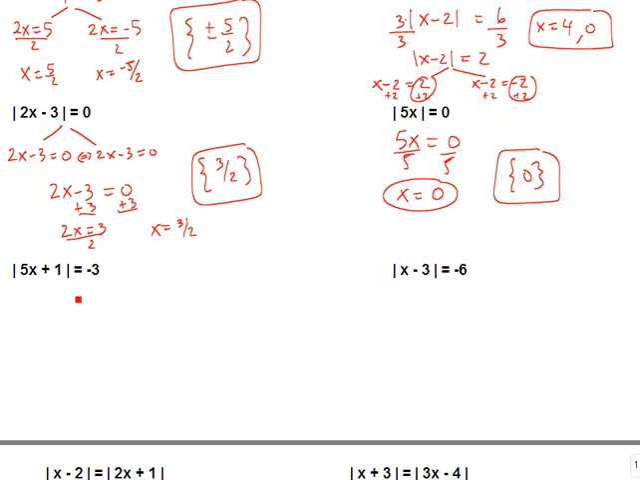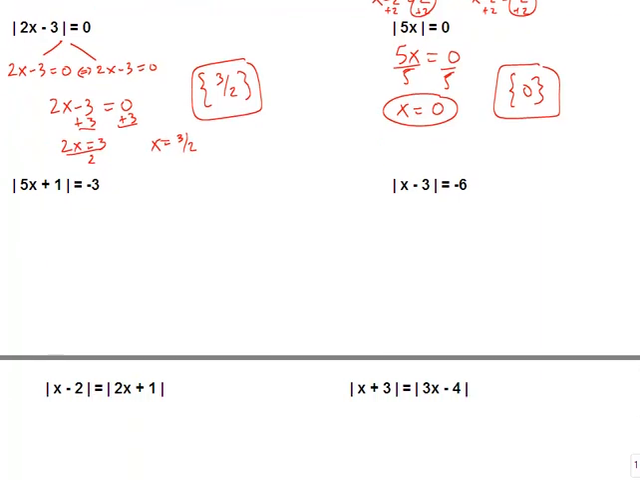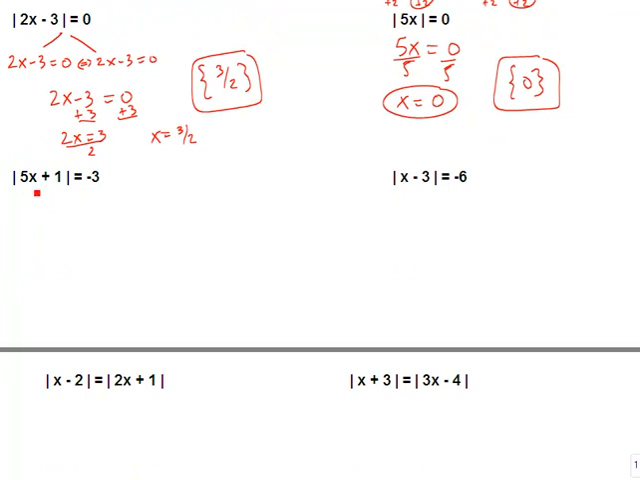So what happens when you have a negative number on the right-hand side? That's what these next 2 examples are. Well, if you think about this a little bit, remember that an absolute value takes whatever your expression is in here and it's going to make it positive. So the absolute value of 5x plus 1 is always positive, no matter what you choose for x. So if the left-hand side is always positive, there's no way it can ever equal a negative 3. So this has no solution, and we don't have to do any solving at all.